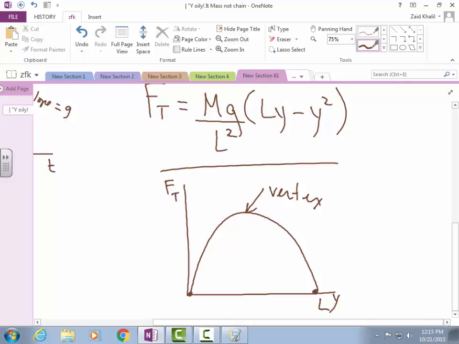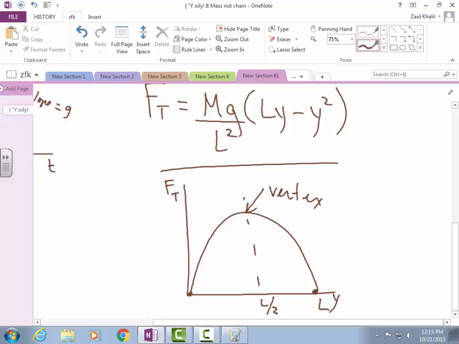In other words, at y, you could have also done this by symmetry. Why? Because we know that this is symmetric between 0 and L, so at L over 2, that's where the vertex will be. Now the question is, does this make sense that the tension would be maximized when half of it is hanging over? Yes or no? Yes. It makes a lot of sense.